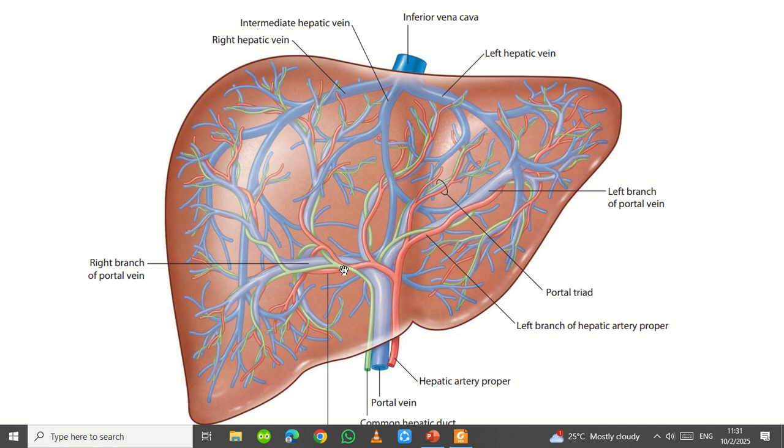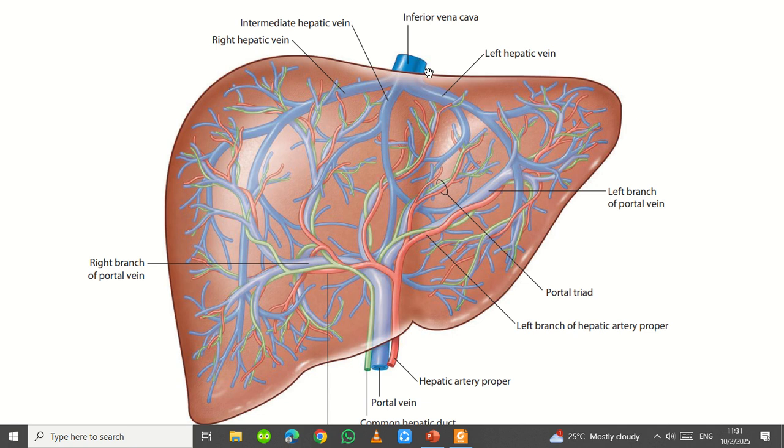You're going to have the right branch of the portal vein and the left branch of the portal vein, right? And these branches will continue to divide up until they get into the sinusoids of the liver. From the sinusoids of the liver, they drain into the central veins. These central veins will meet and form hepatic veins. So you're going to have about three hepatic veins: a right hepatic vein, an intermediate or mid hepatic vein, and your left hepatic vein. And these hepatic veins will drain into the inferior vena cava.